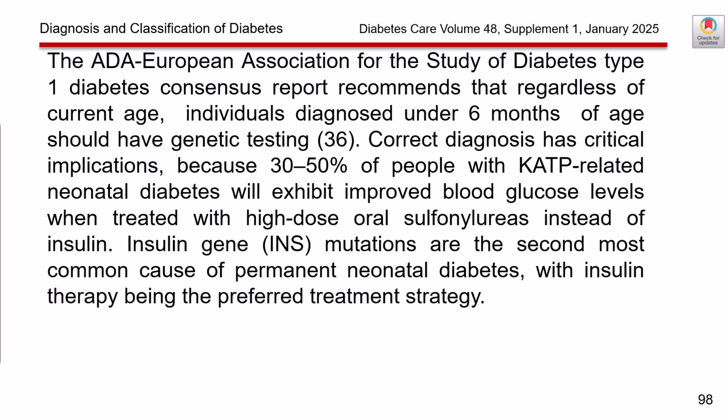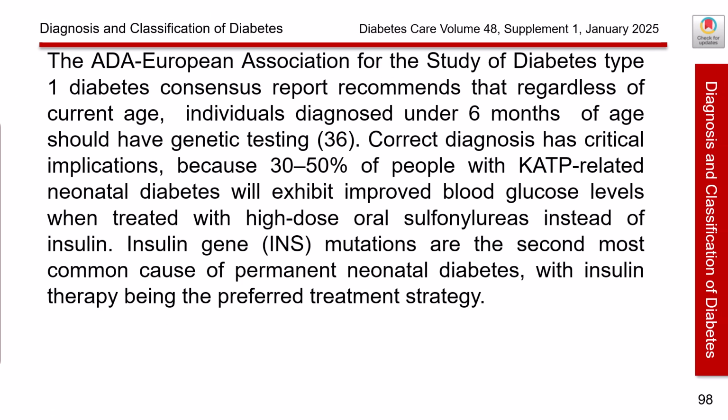The ADA/European Association for the Study of Diabetes Type 1 Diabetes Consensus Report recommends that, regardless of current age, individuals diagnosed under 6 months of age should have genetic testing. Correct diagnosis has critical implications because 30 to 50% of people with ATP-sensitive potassium-related neonatal diabetes will exhibit improved blood glucose levels when treated with high-dose oral sulfonylureas instead of insulin.